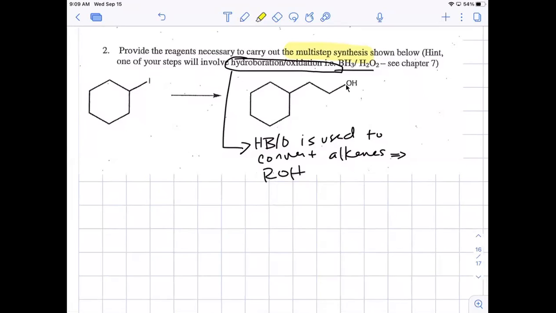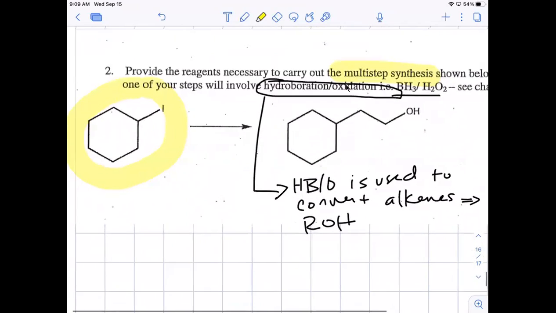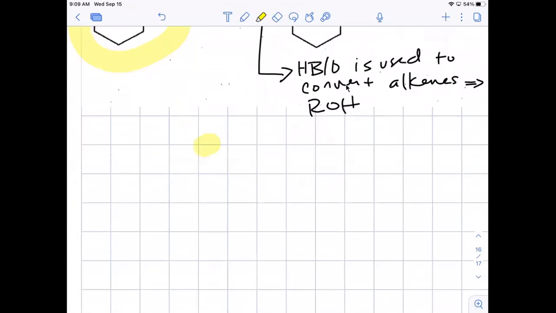And this is our starting material. This is all they gave us, right? Cyclohexyl iodide. That's all they gave us. So we want to take that, and you can see right here in the product, let's think about how to break this thing apart. So let me draw it out.